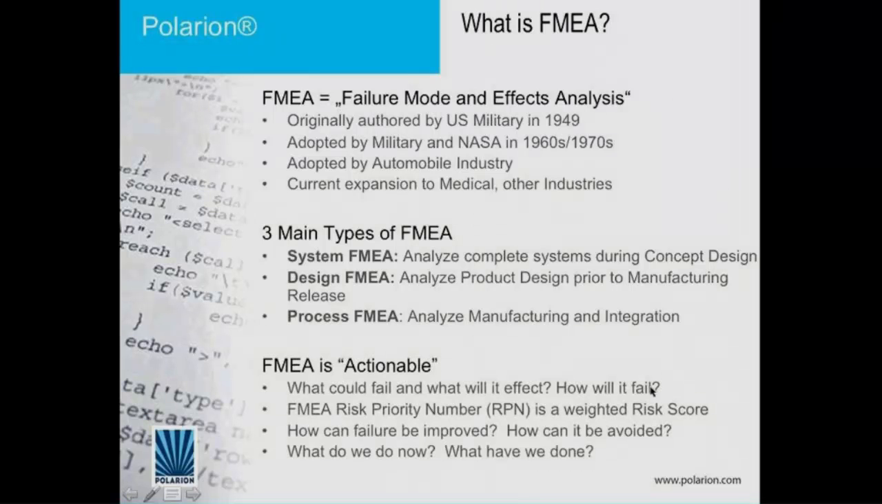Well, the idea behind FMEA is it becomes actionable. We don't just say what could fail and what it would affect and how, but what can we do about that? We will talk about something called an FMEA risk priority number, which is a weighted score that tells me the seriousness or the total capacity of that particular risk to affect my customers. And based on that weighted risk score, we can take actions to either eliminate or at least avoid and recognize that risk. What can we do now? What have we done to mitigate these risks? All become very important to the FMEA process.